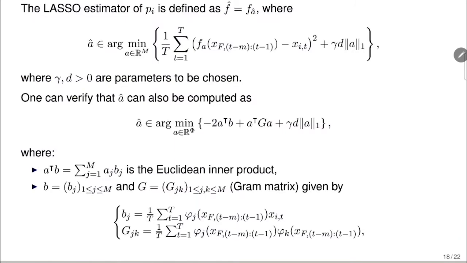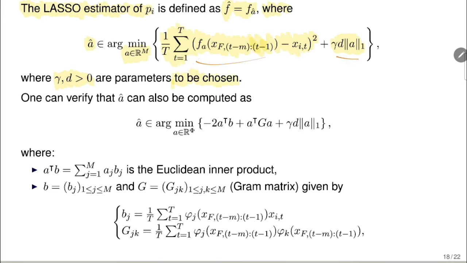Okay? So now let us define the lasso estimator of pi. The lasso estimator of pi is defined as the function f hat, which is given by f of a hat, where this coefficient a hat, so this vector, minimizes some function, and this function is the sum of the least square contrast of f_a plus an L1 penalization term. And the parameters lambda and d are positive and will be chosen later on.